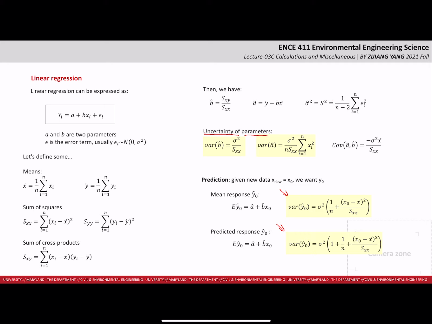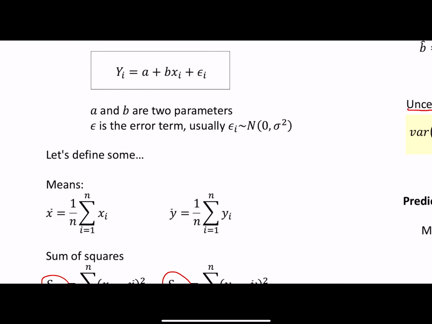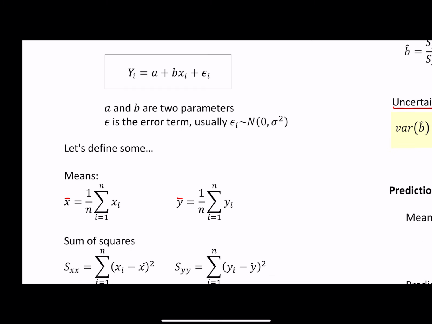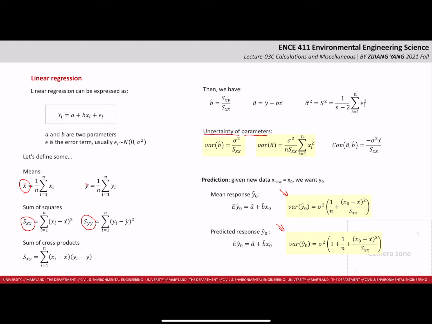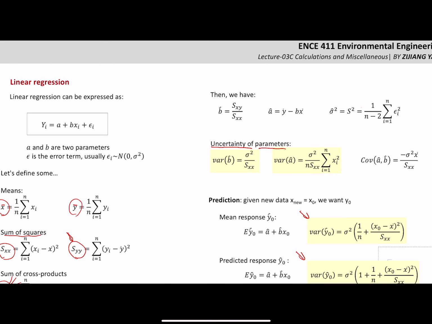So in order to do the calculation, we need to know X bar and Y bar, the average of those two data sets. And we also need to calculate the sum of squares of X, of Y, and of X and Y, that is SXX, SYY and SXY. After that, we can calculate the coefficients B hat and A hat based on SXY and SXX.